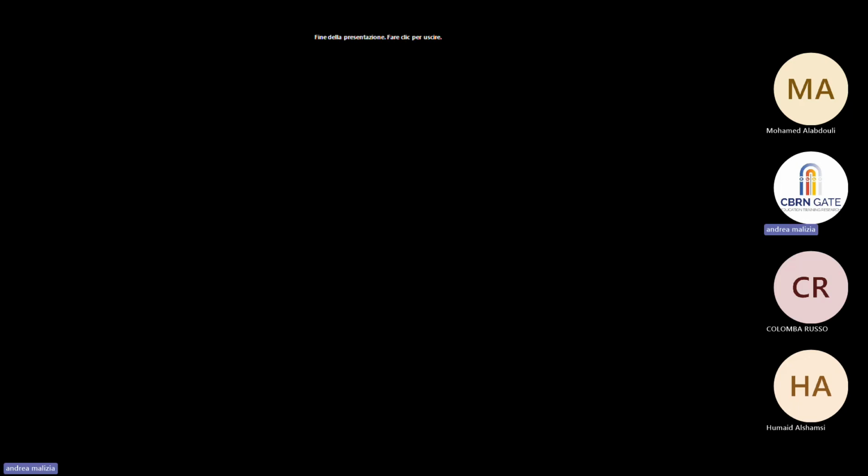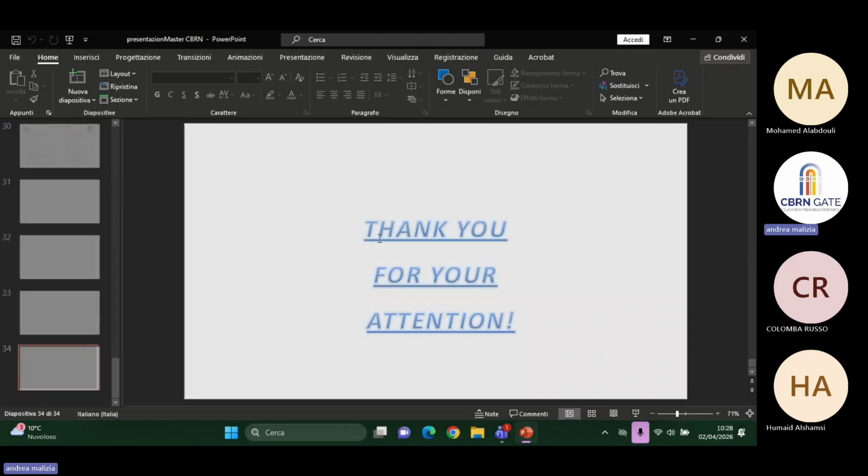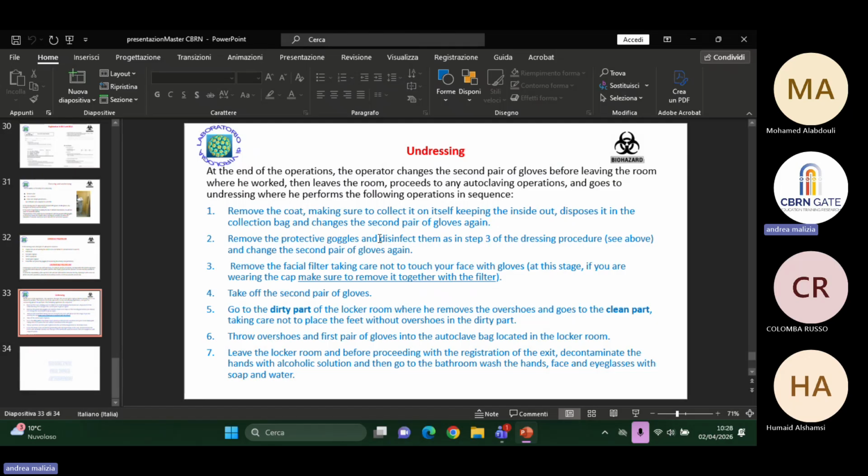Okay, now we can practice dressing and undressing with an example, for BSL3 and BSL3 Plus and for BSL4. Therefore, two volunteers to dress and undress.